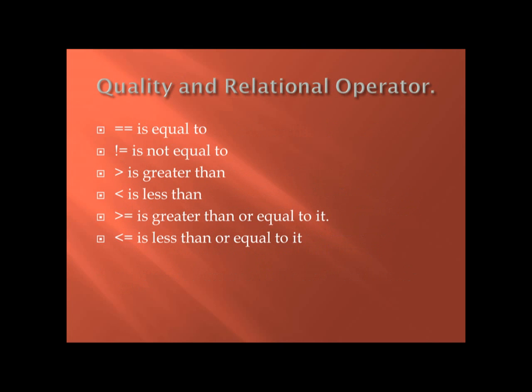Alright. Next part is equality and relational operators. Now, this is useful for comparing. If you want to make sure it's equal to, use two equal signs, not one. So many people, including me, made that mistake, and it really cost me. Two equal signs.